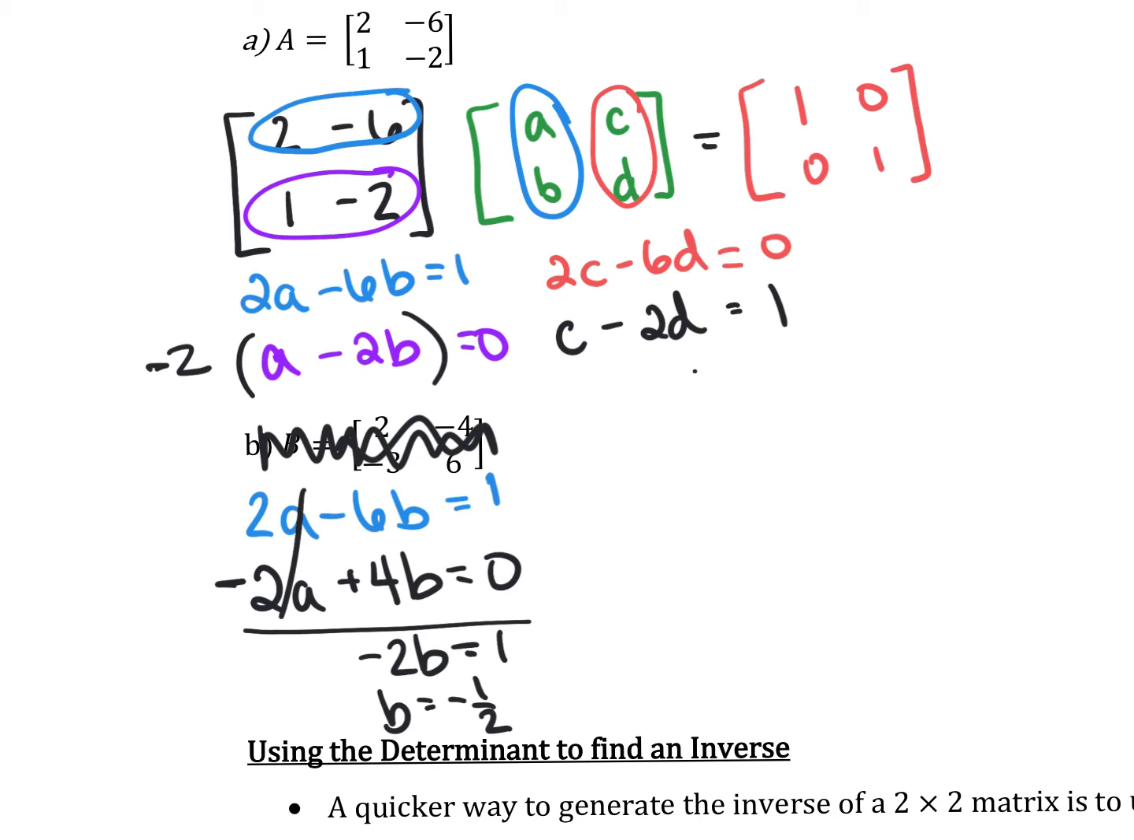A minus 2B is equal to 0. So I'll plug in for B, which is -1/2. So I have A minus 2 times -1/2 equals 0. Half of 2 is 1. So I get A minus 1 equals 0. And A is equal to 1. So I know those values. Let's go find C and D now.